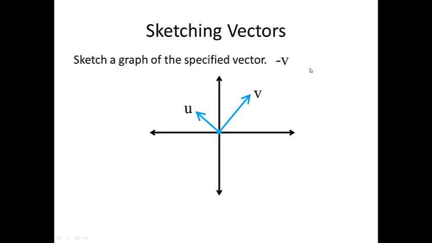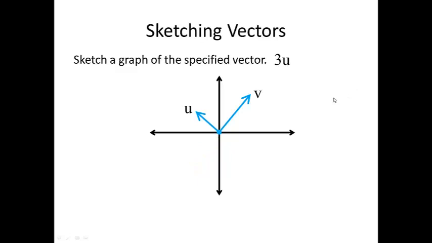All right. Sketch a graph of the specified vector negative v. So here's v, negative v. You're just going to point it in the opposite direction, exactly the opposite. So if this was, let's say, 2 comma 3, it'll be negative 2 comma negative 3. Okay, just exactly the opposite direction.